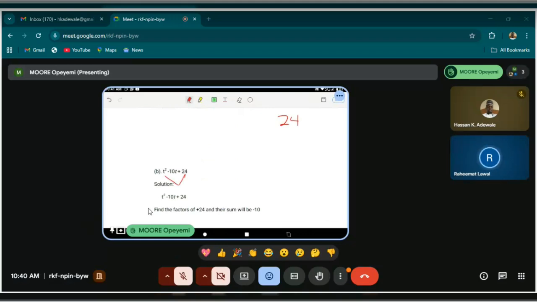Minus 4 and minus 6. Okay. Minus 4 minus 6 will give us minus 10. Minus 4 times minus 6 will give us plus 24. That is correct. So we have t squared minus 4t minus 6t. Now these two, they have replaced that minus 10t.